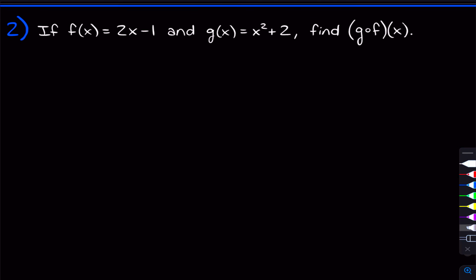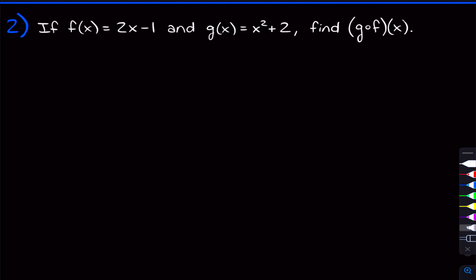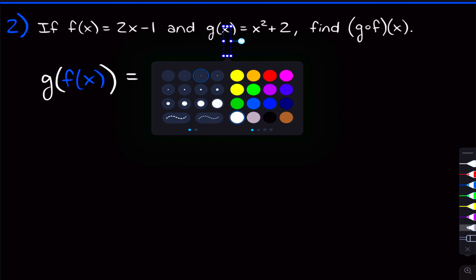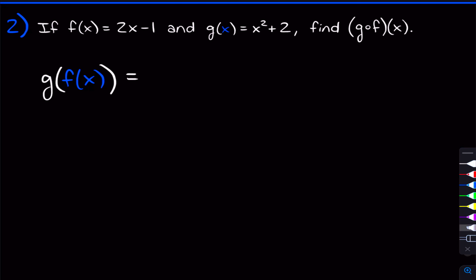Moving on now to problem 2. Now what we're trying to find is g of f of x. So it's those functions switched now. We want to find g of, and on the inside of g is that f of x. So how do we go and do that? Well, remember, before we had an x on the inside of that g. Now we have an f of x. Well, what is f of x? f of x is 2x minus 1. So we're going to plug that in.